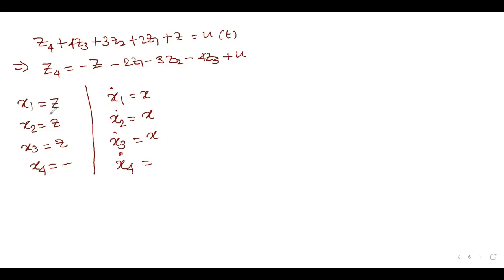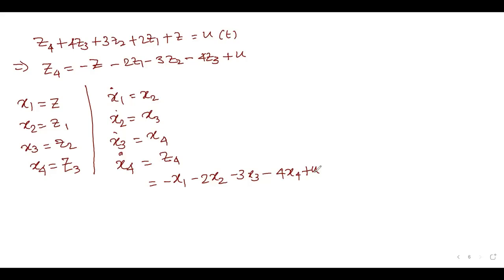This is z. I wrote z1 by mistake. So x1 equal to z, x2 equal to z1, x3 equal to z2 and x4 equal to z3. Therefore x1 dot equal to x2, x2 dot equal to x3, x3 dot equal to x4 and x4 dot is z4. Z4 means minus x1 minus 2x2 minus 3x3 minus 4x4 plus u. All right, this is x4 dot.